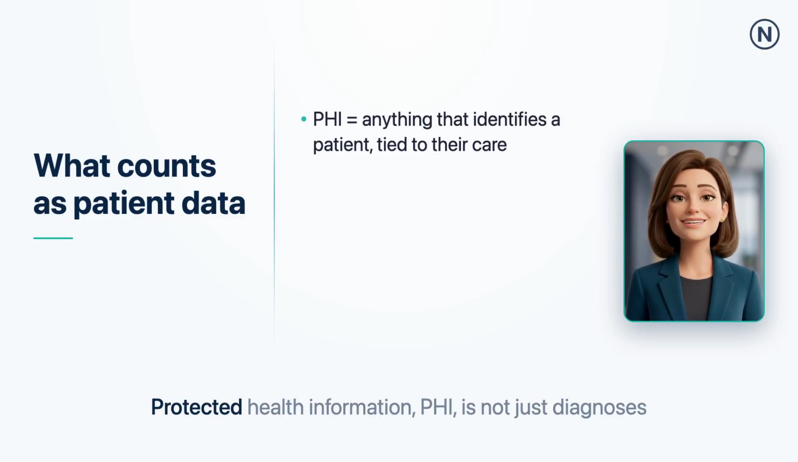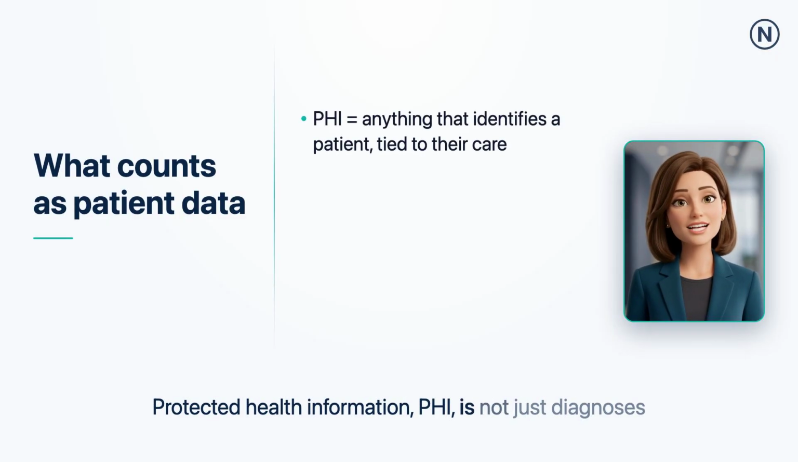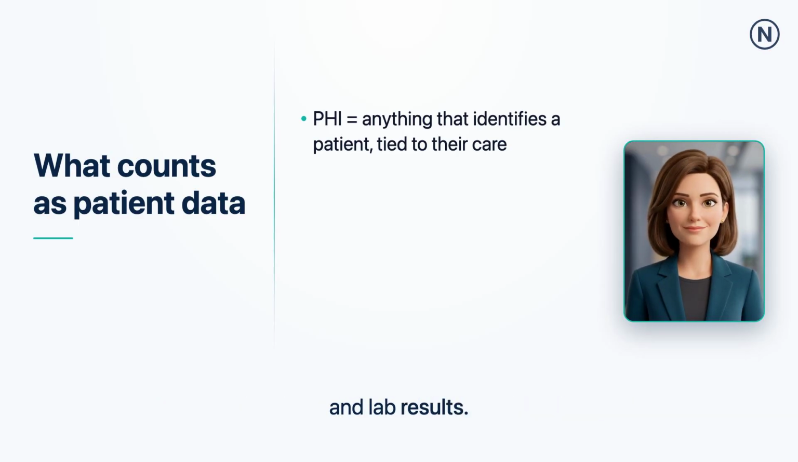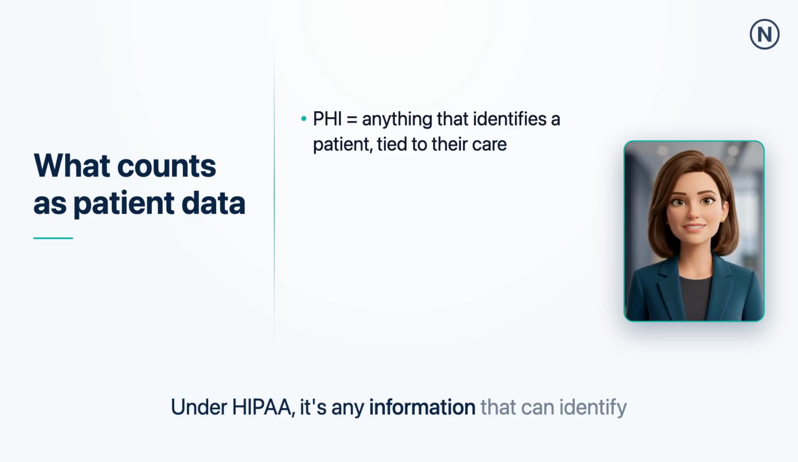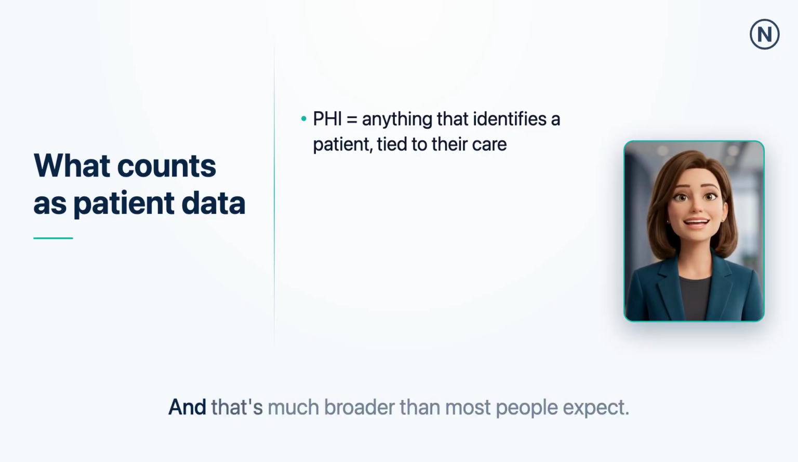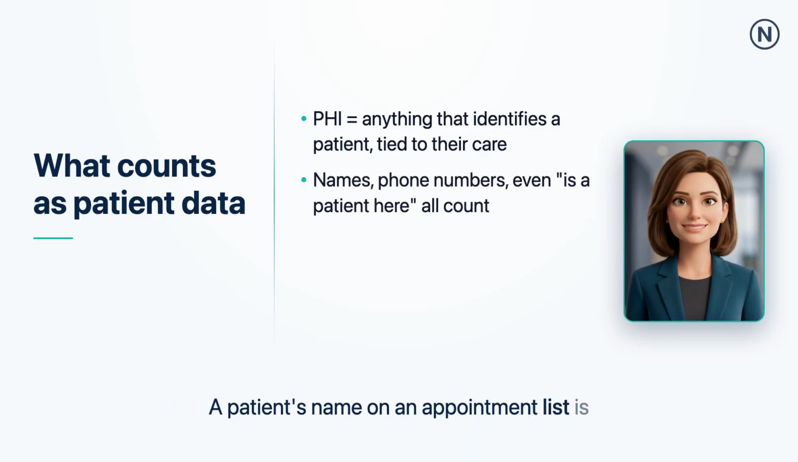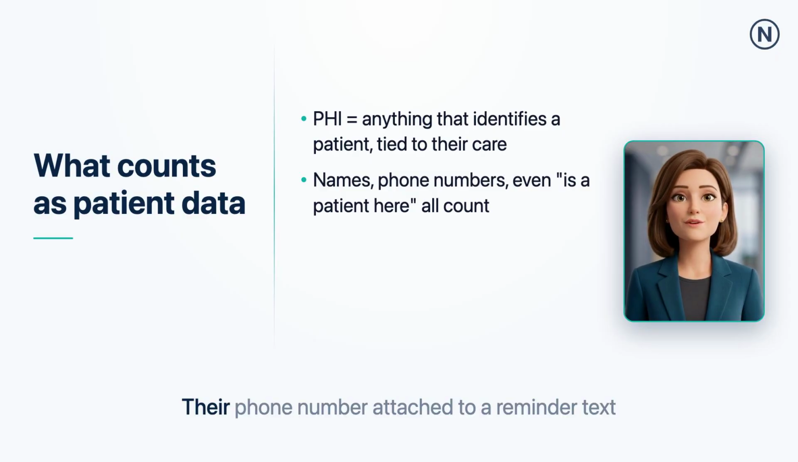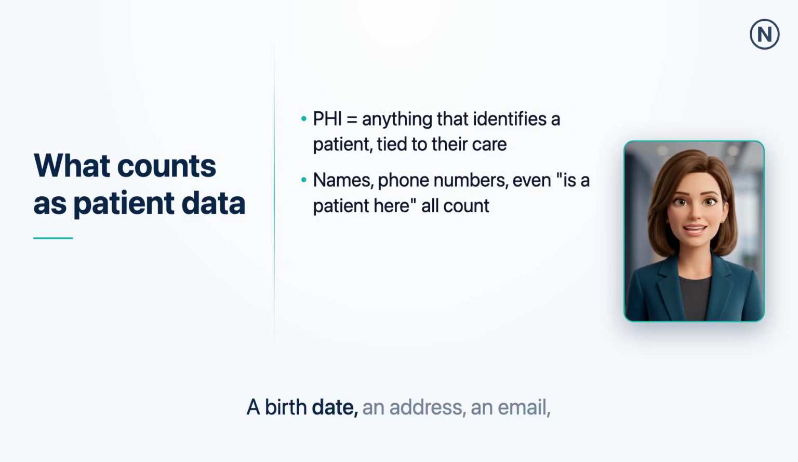Protected health information, PHI, is not just diagnoses and lab results. Under HIPAA, it's any information that can identify a patient and is connected to their care. And that's much broader than most people expect. A patient's name on an appointment list is PHI. Their phone number attached to a reminder text is PHI. A birth date, an address, an email, even the simple fact that someone is a patient at your practice at all, once it's tied to a person, that's protected.